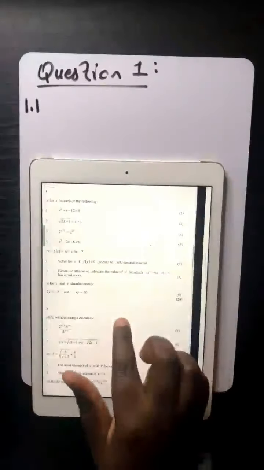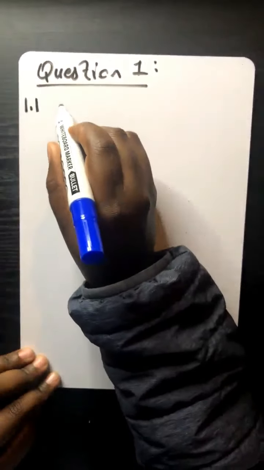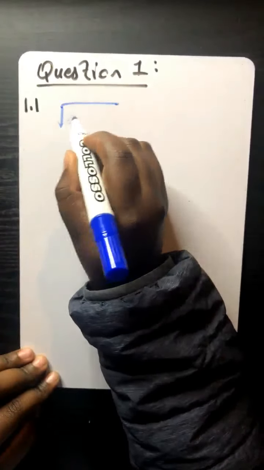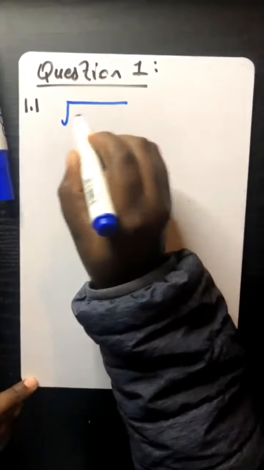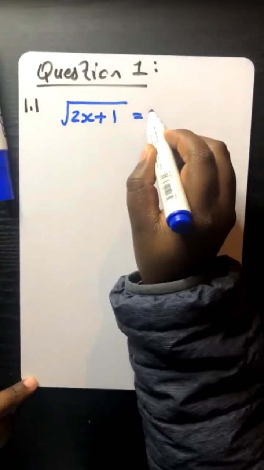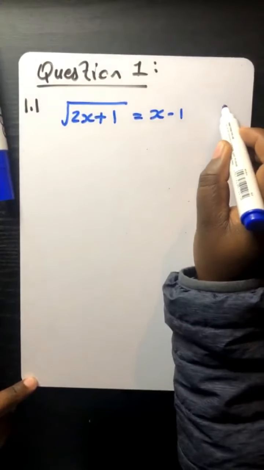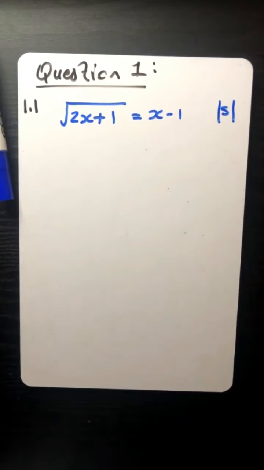Okay, 100%. So now let's have a look at question 1.1.2, and this question is allocated 5 marks. An interesting question that you should make sure you score all the marks. Let's see. So in this problem, we have square root of 2x plus 1 being equated to x minus 0, and this question is allocated 5 marks.